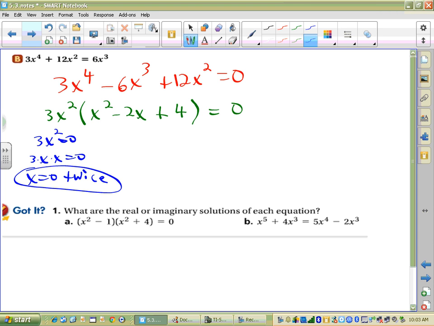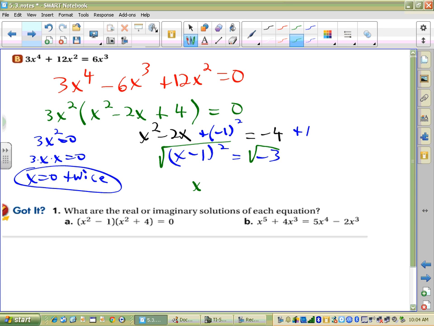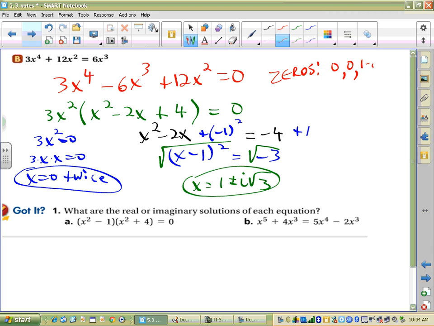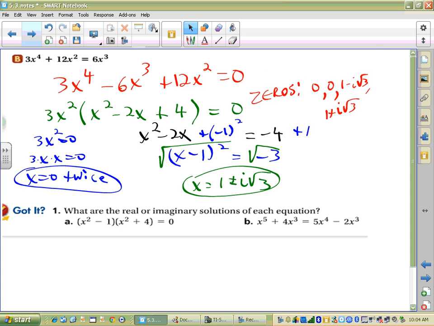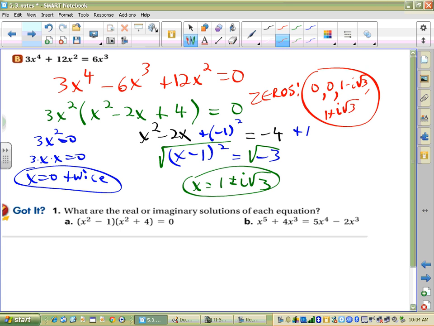Well, now I've got to solve this x squared minus 2x plus 4. I'm going to use completing the square, and you'll see something weird's going to happen. When I add negative 1, the quantity squared, I'm going to get imaginary roots. I'll get x minus 1, the quantity squared, equals negative 3. So using completing the square, I take the square root, so I get x equals 1 plus or minus i root 3. So if I had to give a list, my zeros are 0 and 0 and 1 minus i root 3 and 1 plus i root 3. Those are 4 of my zeros. Remember, there are 4 zeros because it's of degree 4.